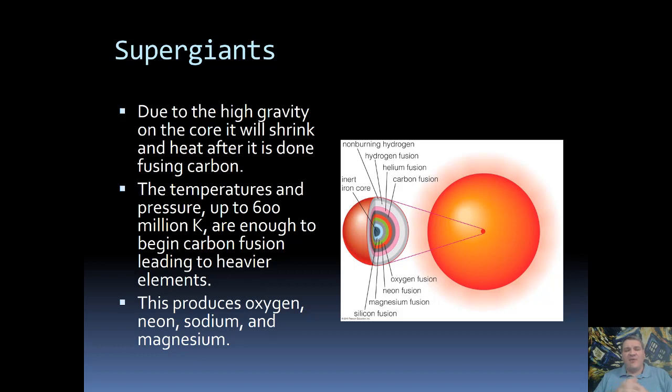Now, because of the high gravity that is crushing down on the core, it's able to keep getting hotter and hotter. So once the core temperature gets up to 600 million Kelvin, that is now hot enough to begin carbon fusion, which is then going to lead to heavier elements. Now remember, in a low mass star, once the core gets to carbon, that's it, fusion ends. It doesn't have enough mass to get to the temperatures and pressures necessary to begin carbon fusion. But in our high mass stars, we're able to fuse carbon, which is going to produce oxygen, neon, sodium, and magnesium.